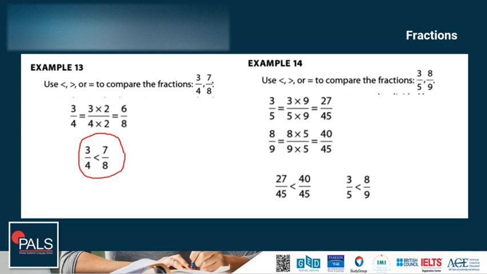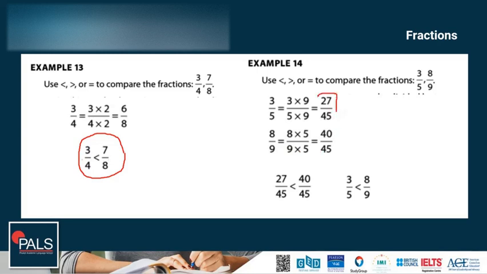Example 14. Use less than, greater than, or equal to compare the fractions 3/5 and 8/9. Neither denominator can be divided by the other, so the common denominator is their product. 5 times 9 is equal to 45. And 3 times 9 is equal to 27 for 3/5. Then for 8/9, 8 times 5 is 40, and 9 times 5 is 45.